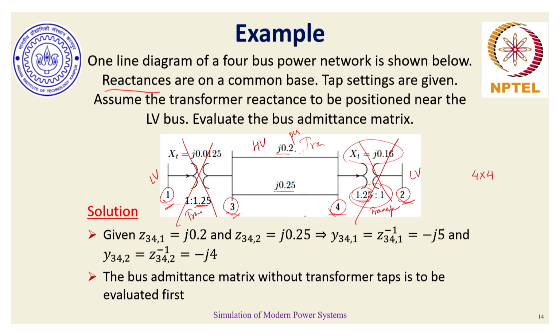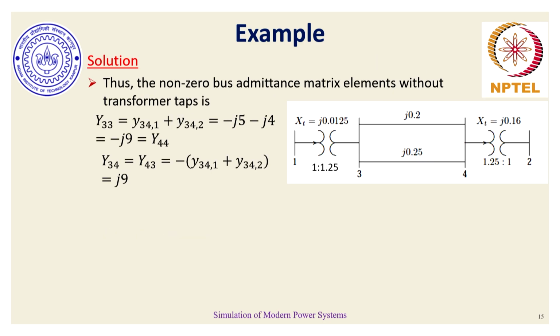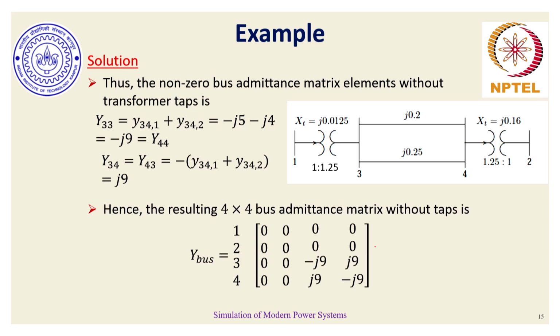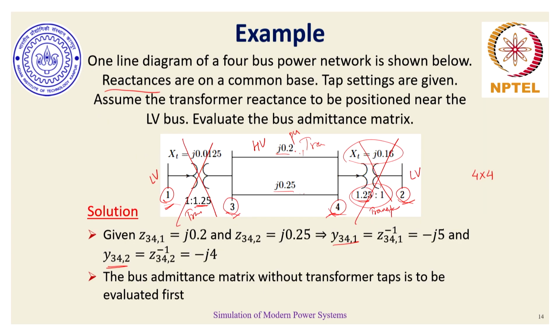Only buses 3 and 4 are present as of now, and only elements pertaining to buses 3 and 4 will be non-zero because of these two series impedances present in parallel between them. So, if I consider only the presence of lines, I get this as my first 4 cross 4 matrix without taps considered at all. The taps have been given to be present near the high voltage side, and the corresponding transformer reactance is positioned near the low voltage bus.